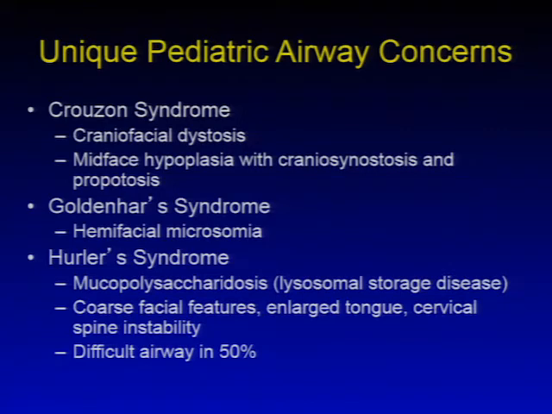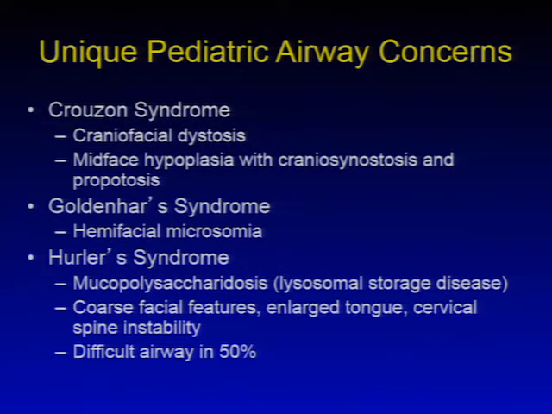Additional difficult airways include Crouzon syndrome. These children, Crouzon is typically characterized by craniosynostosis, or premature fusion of the skull bones. These children have associated mid-face hypoplasia that could cause significant airway obstruction. Goldenhar syndrome is associated with eye coloboma, vertebral or scapular anomalies. Other associated abnormalities include cardiac defects, renal and neurologic defects.